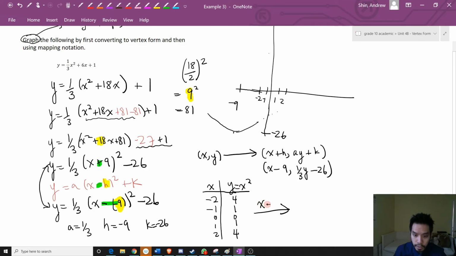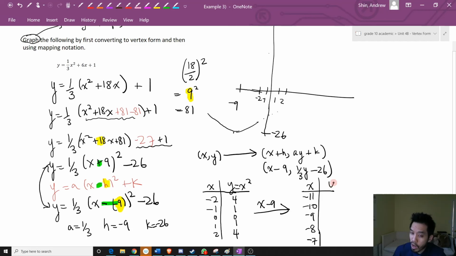We're going to take every x value and subtract 9 because it's going to be shifted to the left by 9. So -2 minus 9 will be -11. -1 minus 9 will be -10. 0 minus 9 will be -9. 1 minus 9 will be -8. 2 minus 9 will be -7.